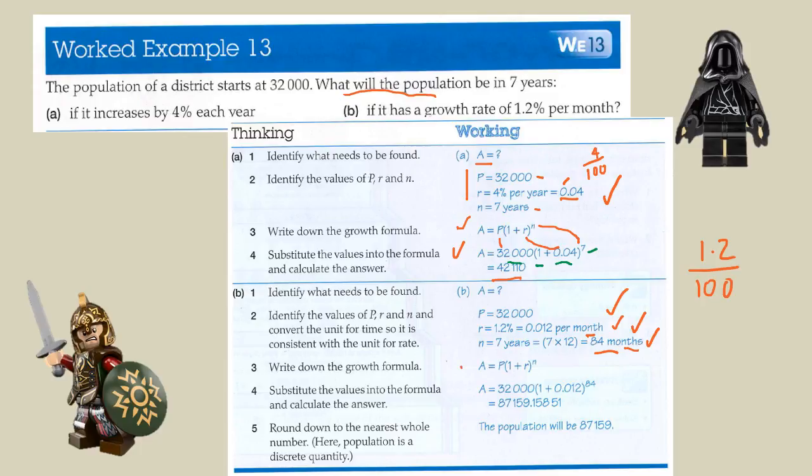Got our unknowns, write the formula down, substitute the numbers in, and what have we got? 87,159 is what the population will be. Much, much higher. Okay.